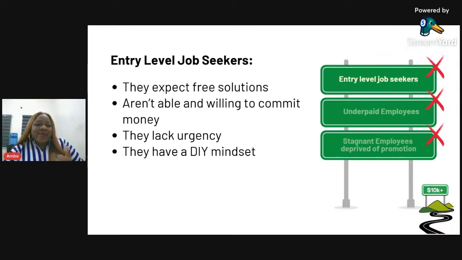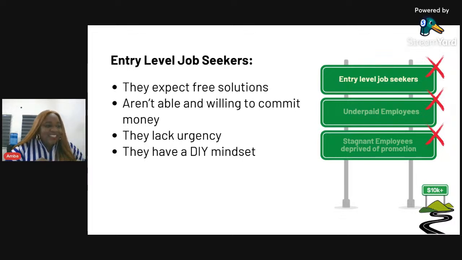They are not able and willing to commit money. They lack urgency. They still trust the school they went to, where they got a 2-1. They think, let's go, we'll find a job. There's no urgency as such. They have a DIY mindset, so they're still trying to figure it out on their own. They're not willing to pay, so they won't pay to get a job. Not yet, not at this level of their lives. All right?